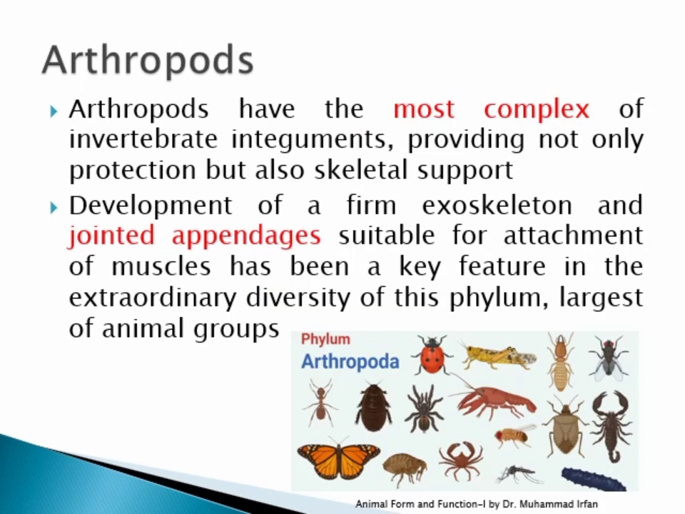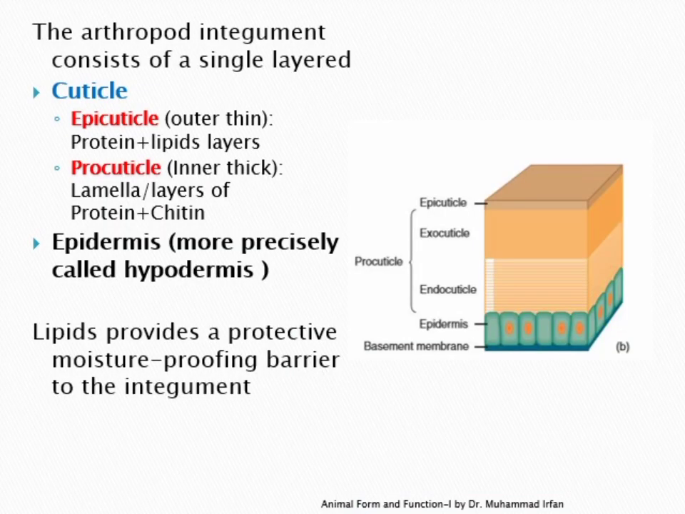The integument of the arthropod is the most complex of the invertebrate integument, because it also provides the exoskeleton to these animals. The arthropod integument consists of a single layered cuticle, that is the outermost, non-living layer of the integument, and it has two layers in it: the epicuticle, the uppermost layer, and then the procuticle, that is the cuticle present between the epidermis and the epicuticle.